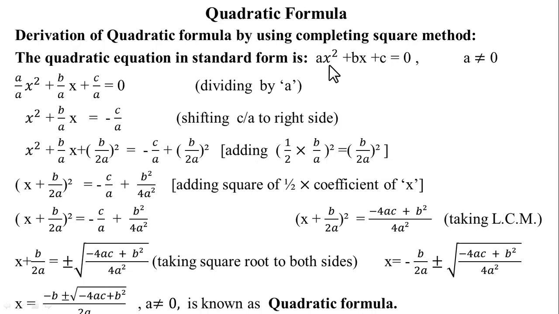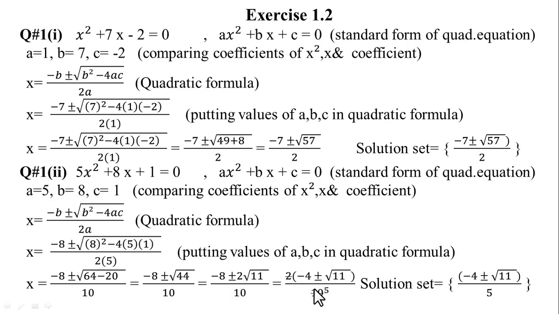Here the quadratic equation is ax square plus bx plus c is equal to 0, where a is not equal to 0. Then using the completing square method, we derived the quadratic formula: x is equal to minus b plus minus square root of b square minus 4ac divided by 2a, which is known as the quadratic formula. Now let's start exercise 1.2.